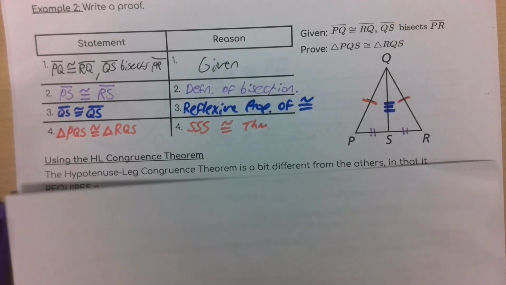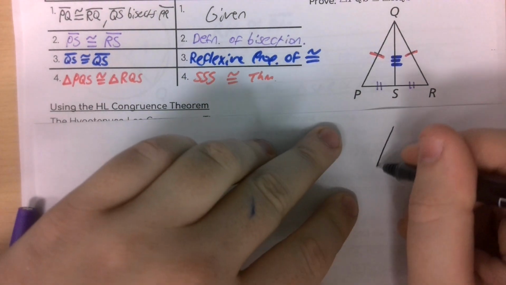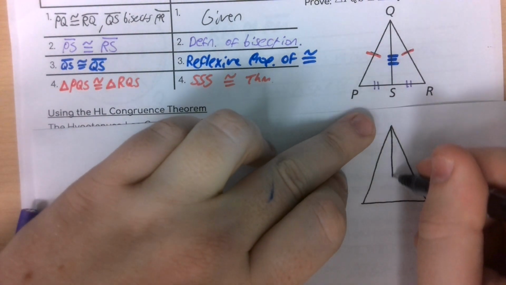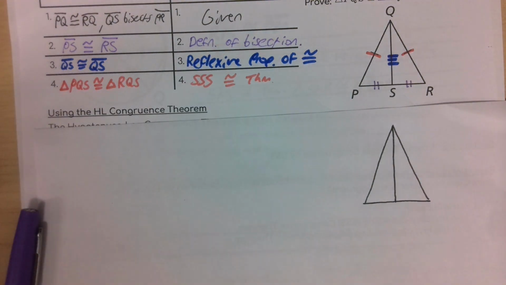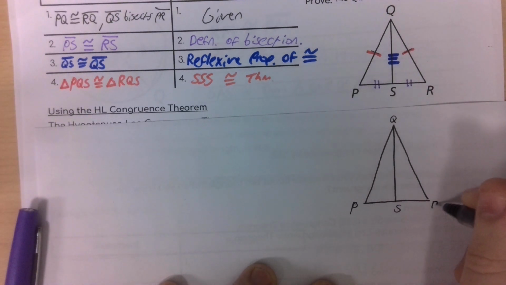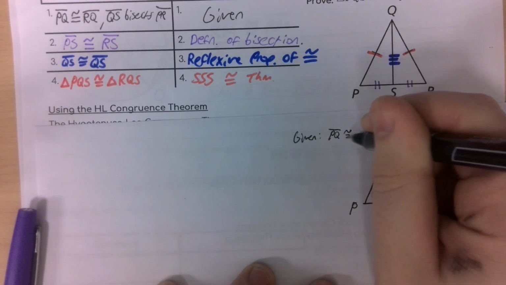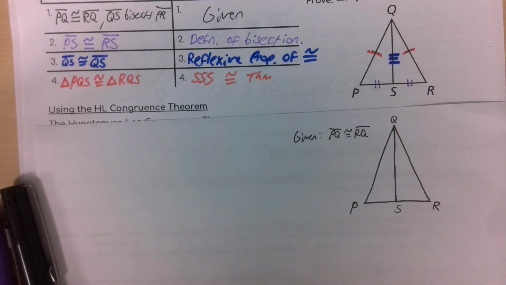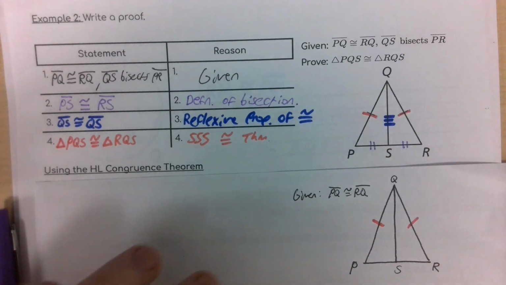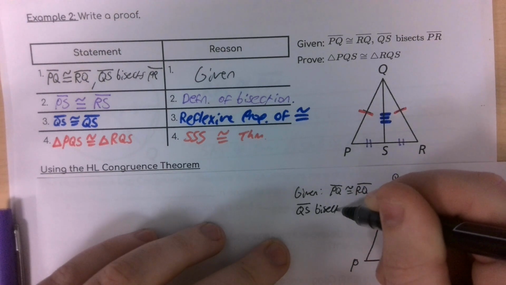Note that with this problem here, I could have given you slightly different information, and it would have changed the entire problem. In this unit, there are many different ways to show that a triangle is congruent. We've already learned 3 of them. Let's pretend, for instance, that I told you the following information. I still gave you that PQ is congruent to RQ, so I still told you that these two sides are the same. But instead of saying that QS bisects PR, what if I said that QS bisects angle Q?